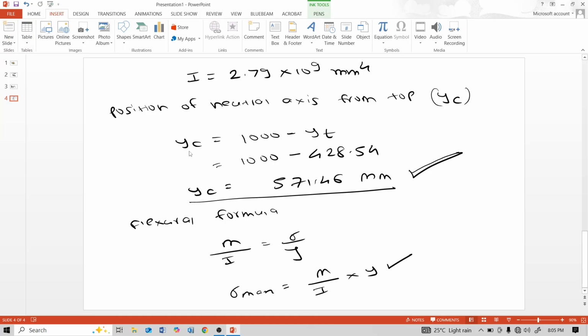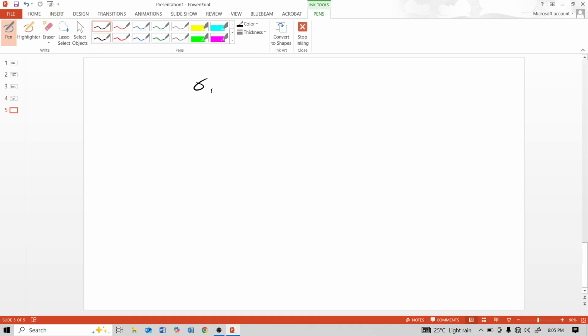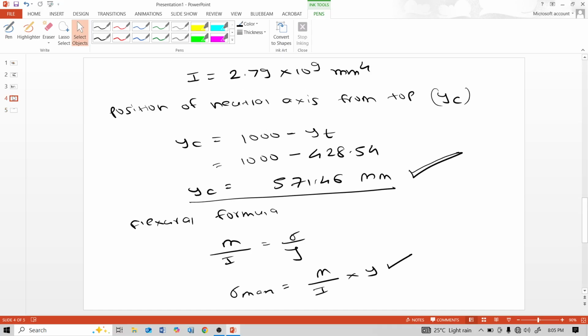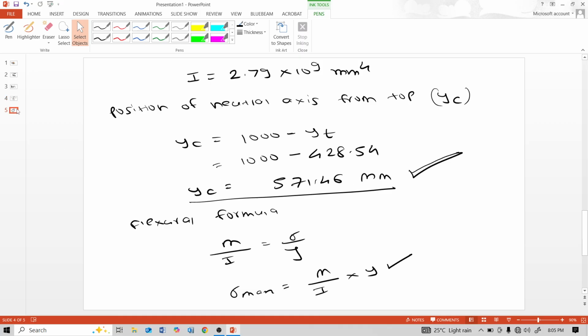The objective of this YC calculation is this. For calculation of sigma max, YC is required. Sigma max is equal to M by I into YC. Our I is 2.79 into 10 raised to 9 mm raised to 4 multiplied by YC, which is 571.46.